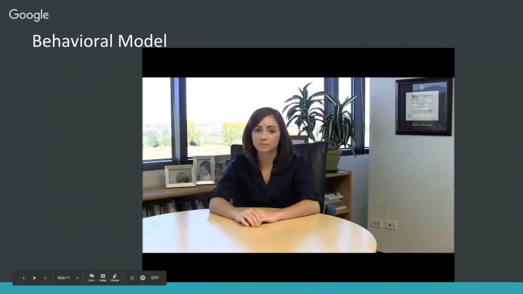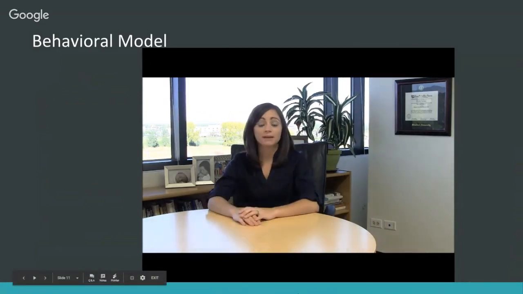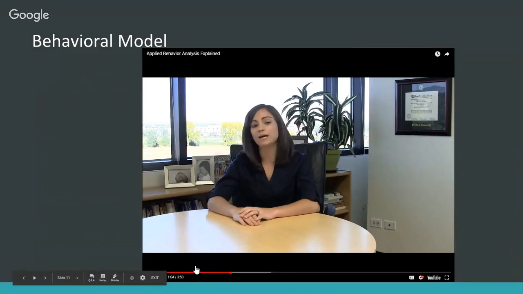Analysis focuses on the principles that explain how learning takes place. One of these principles is positive reinforcement. When something preferred follows a behavior, that behavior is likely to occur again and again in the future. Applied behavior analysis is the use of these principles to bring about meaningful and positive changes in the behaviors of the consumers that we work with. One of the core features of ABA is that it's very data-based.